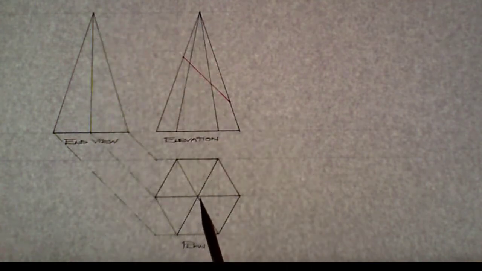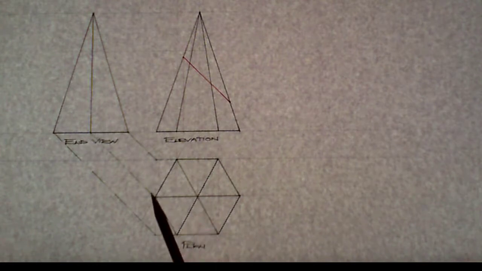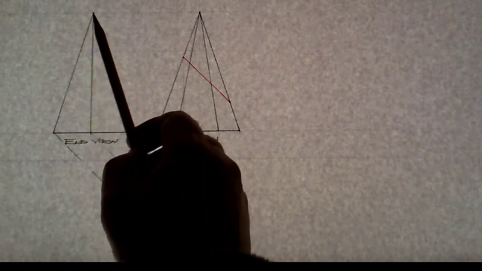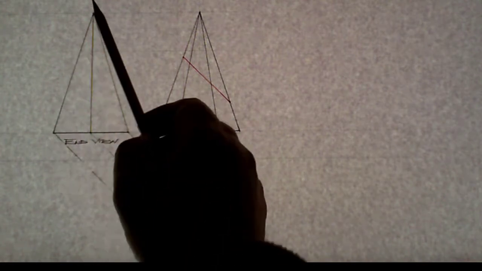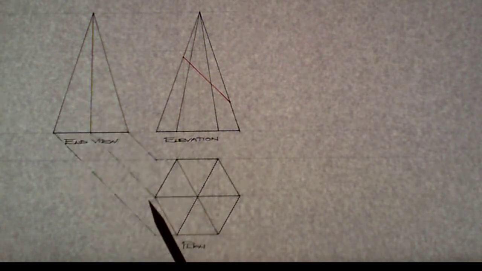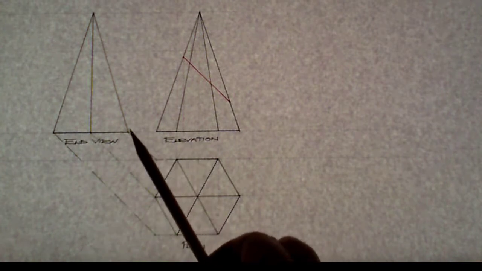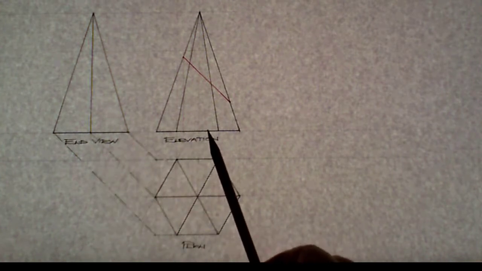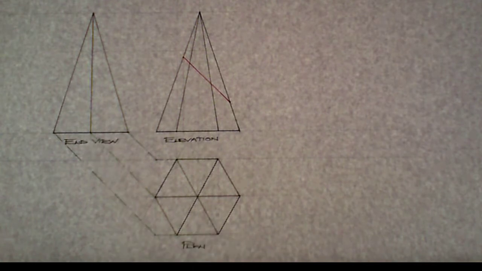This is the line on which the top of the pyramid is on. That's the top of the pyramid here, and I simply bring it down to these points here on the end view, which I've established from the side of the plan. Now that is the end view drawn in place. So I've got the elevation, the plan, and the end view drawn in.